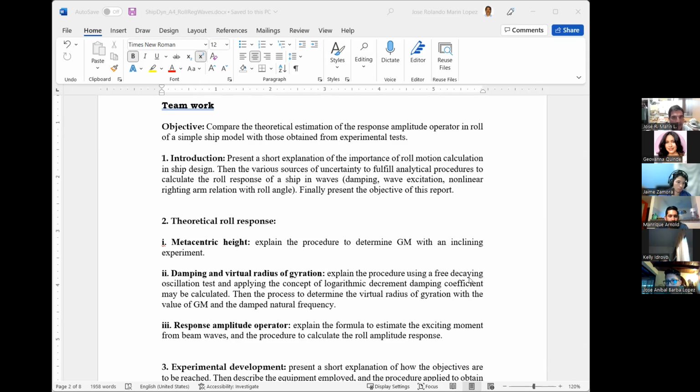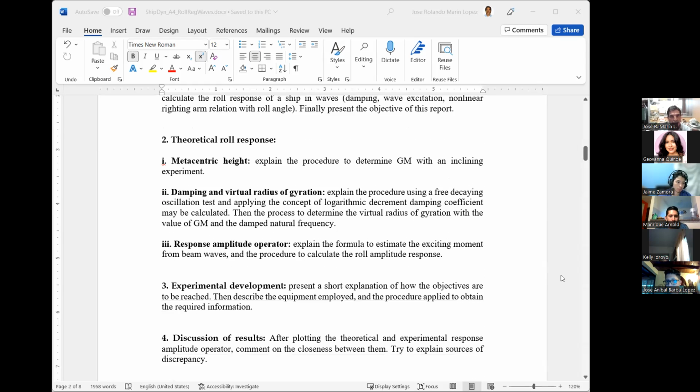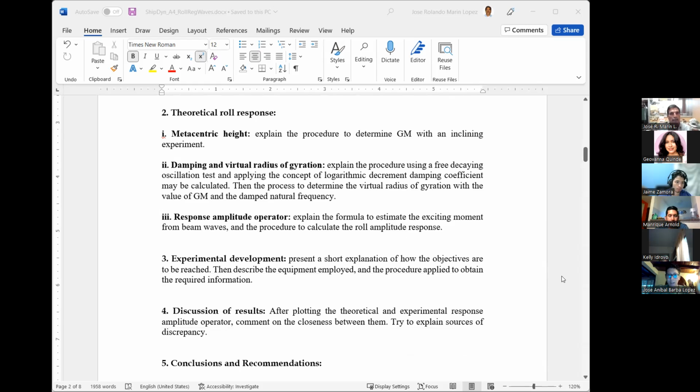Let's go again, Miss Pincay. Yes, doctor. Metacentric height. Explain the procedure to determine GM with an inclining experiment. Okay, just explain. This is a theoretical part of the report. Just explain. Don't give me too many details because we're all naval engineers.